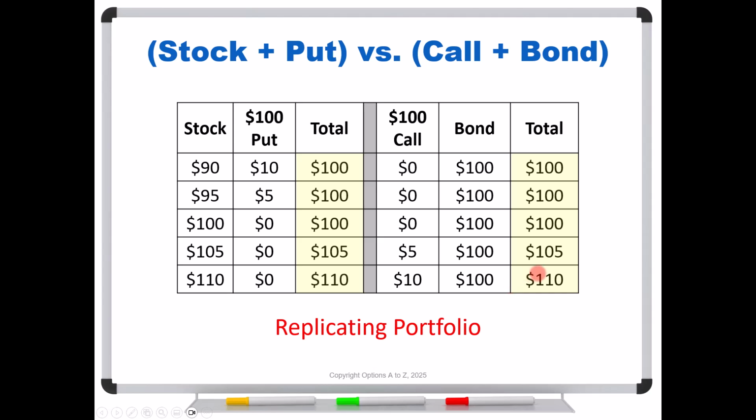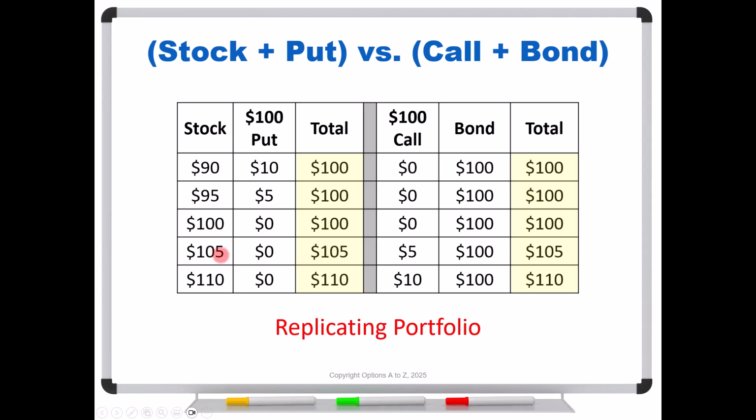So not only are the values identical, but so are the changes. If the stock goes from 90 to 95, trader A's value didn't change. It went from 100 to 100. Trader B's didn't change, went from 100 to 100. See, they're exactly the same.